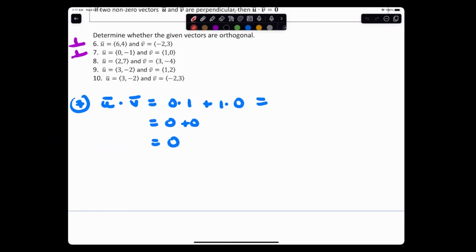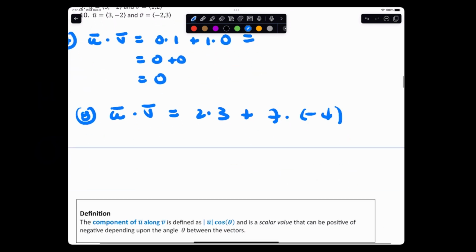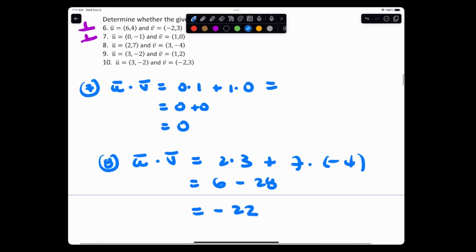Let's see about number 8 now, on orthogonality. u dot v will be 2 times 3 plus 7 times negative 4. Doesn't that give you 6 minus 28? What's 6 minus 28? Negative 22. That is not 0, is it? So when it's not 0, we say the vectors are not orthogonal. How do we write that? You cross it out. So these vectors are not orthogonal. That's some geometry notation.